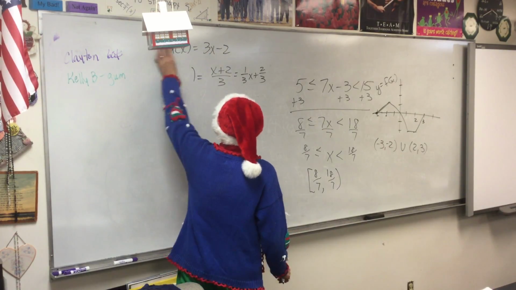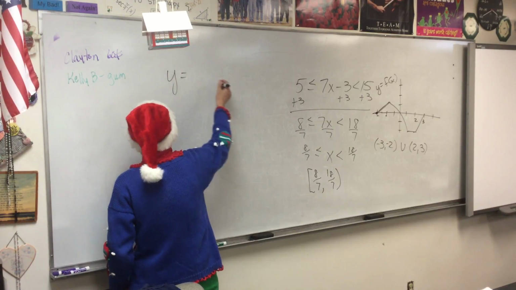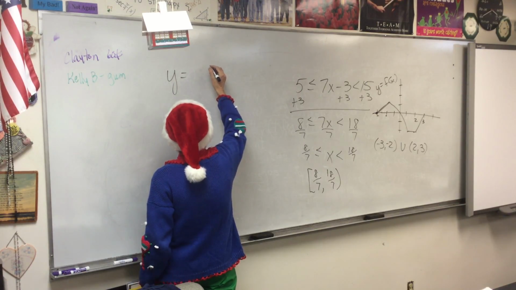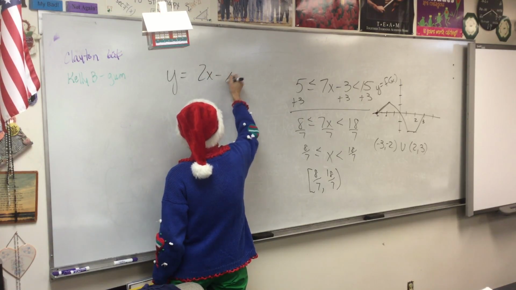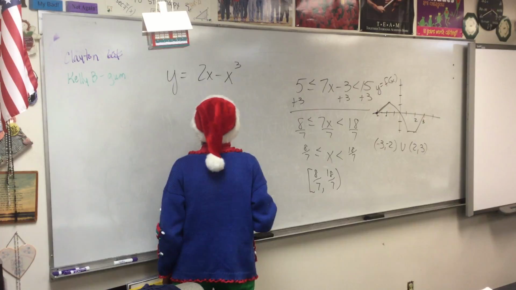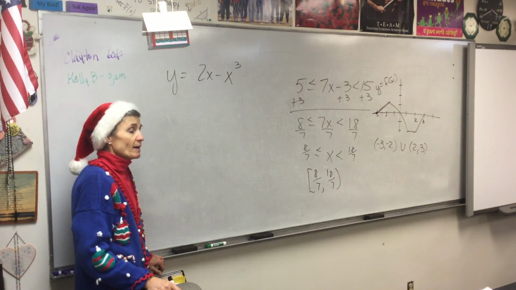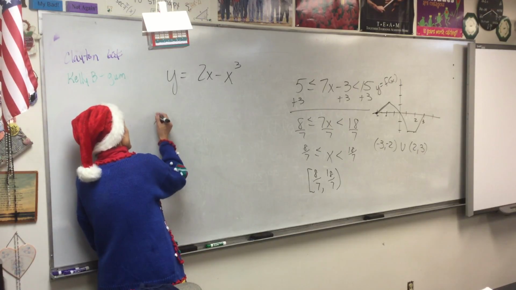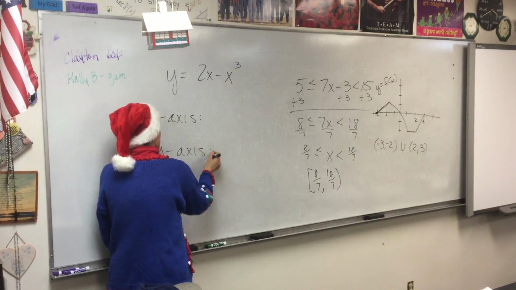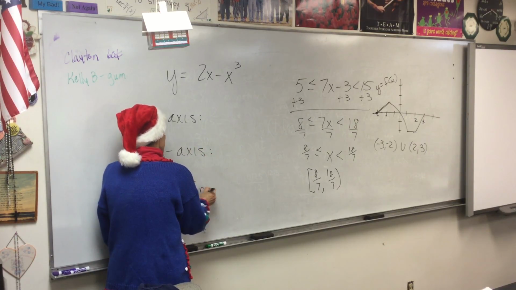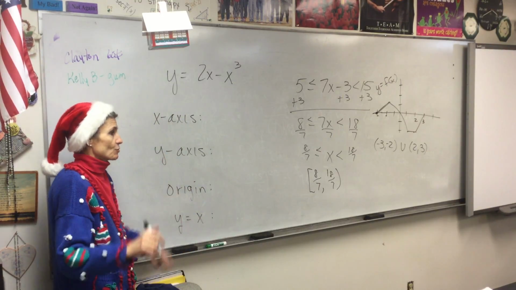Okay, there are 4 symmetries particularly, so I'll have some equation here, let's say 2x minus x cubed. All right, so we're going to find the symmetries here. We have symmetry about the x-axis, about the y-axis, about the origin, and about the identity line. Those are the 4 main symmetries.